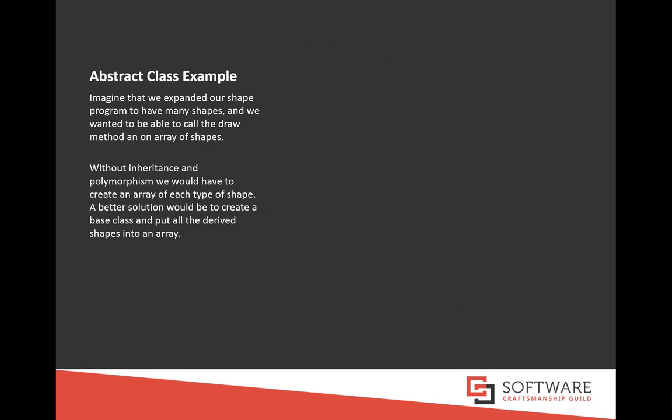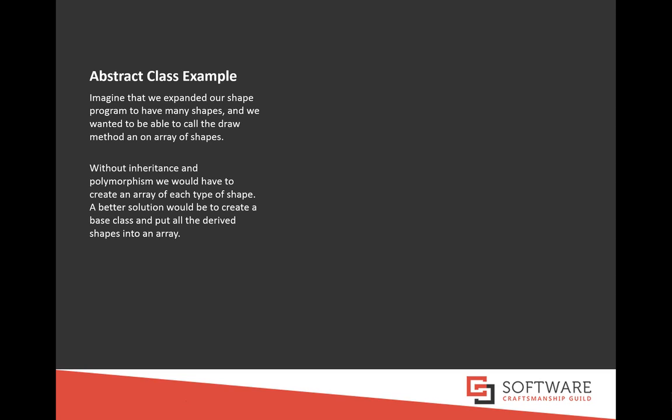So let's look at an example of this. Let's imagine that we've expanded our shape program and we have many shapes, and we wanted to put all those shapes into a single array and be able to loop through that array and call draw. If we didn't have inheritance and polymorphism, we would have to create arrays for every type of shape, and we'd be juggling all these different arrays in memory.